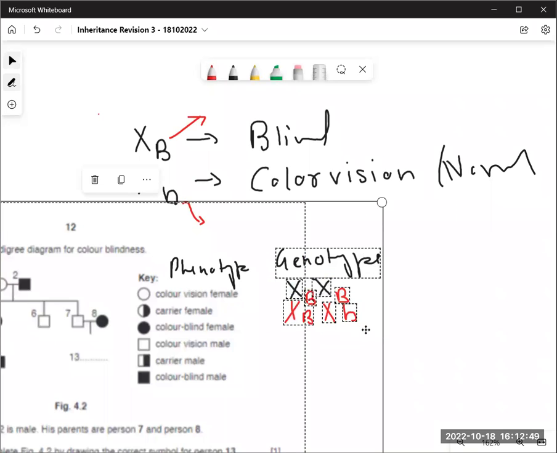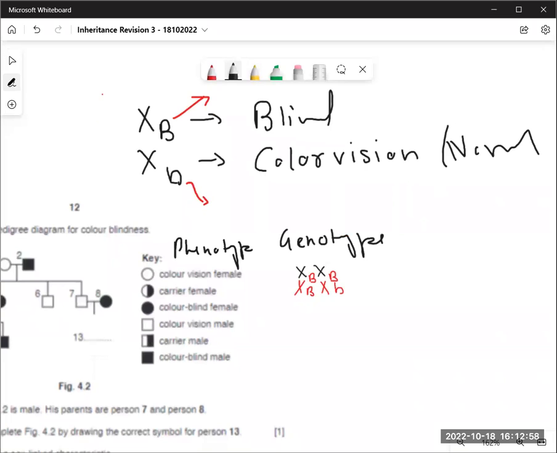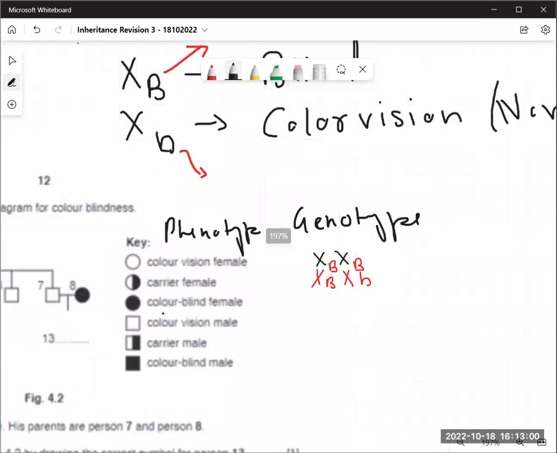Fully normal means it has to be capital B, capital B. But if you have both capital B and small b, then you're normal, but you're also a carrier. That's what we have here. Now for a colorblind female, what is the genotype? It's going to be X small b and X small b.